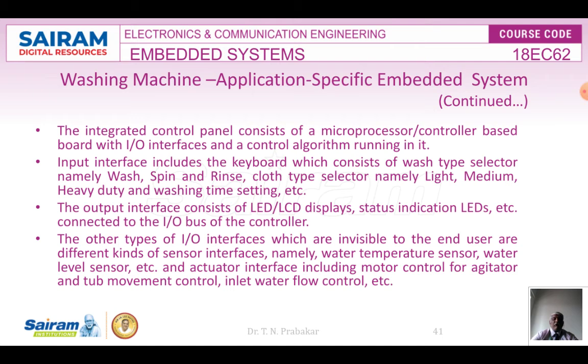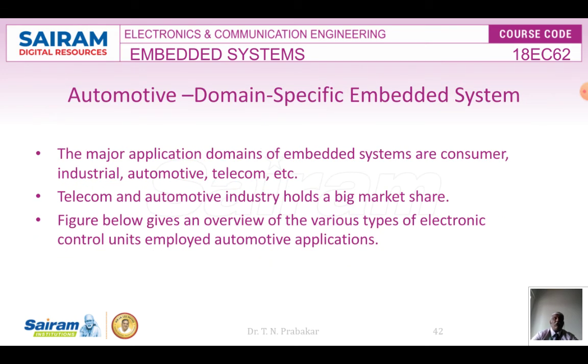And the other type of IOs which are invisible to the end user are different kinds of sensor interfaces, namely water temperature, water level sensor, etc., and actuator interfacing for agitator and tub movement control, and inlet water control and all those things. Fine. So I think here we have discussed what a washing machine is, what the sensors used are, what the general operation process is, and what the sensors and control signals available are. Right. Now we will get into the second application.